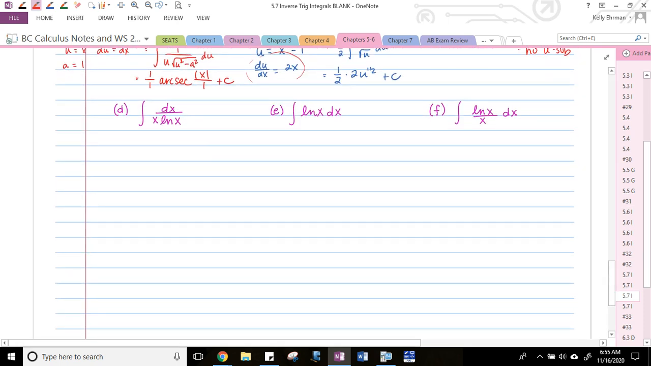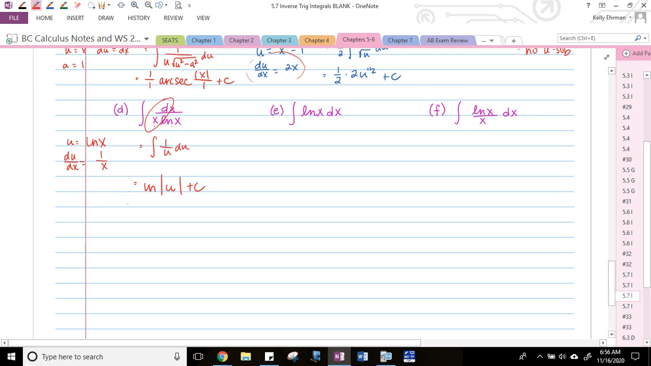What about part D? Let's see. This is definitely not inverse trig, right? So now we're dealing with our last 3, which are natural log x ones. When we have an x and a natural log x in a denominator, it's best to let u equal the natural log of x because du dx is 1 over x. So du is dx over x, which we have. That is du. So this is the integral of 1 over u du. And we can integrate that. It's the natural log of the absolute value of u plus c.